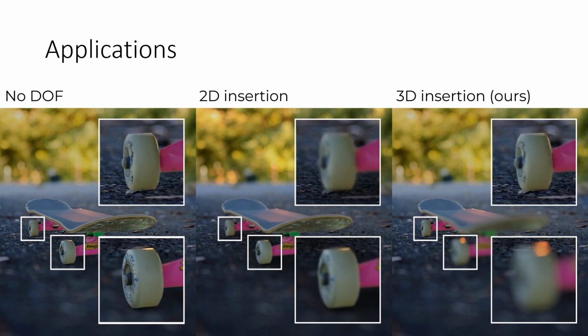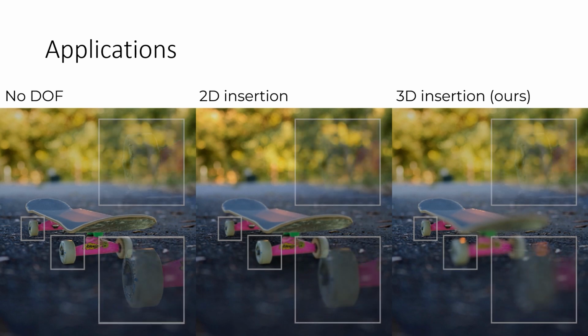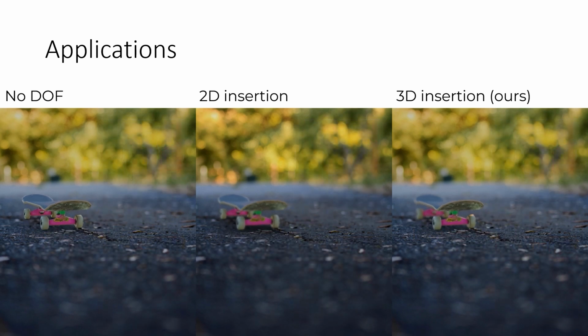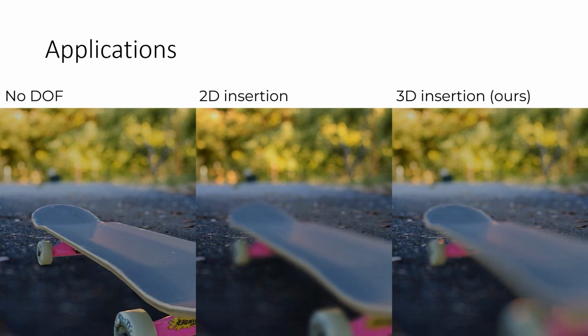Our 3D approach gives a much more realistic composition, where the two skateboard wheels match the street beneath them. Inserting the object in 3D is also much less cumbersome, as the camera parameters only have to be set once and the object will have a physically correct defocus, no matter its position in the scene.